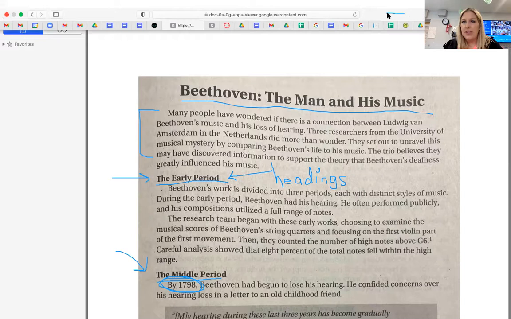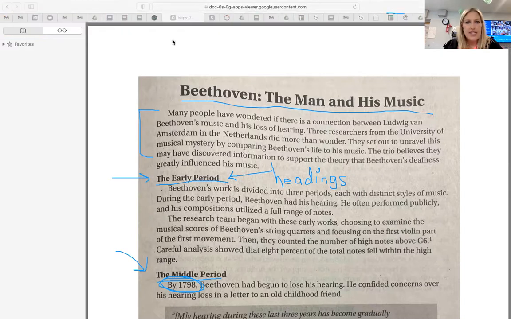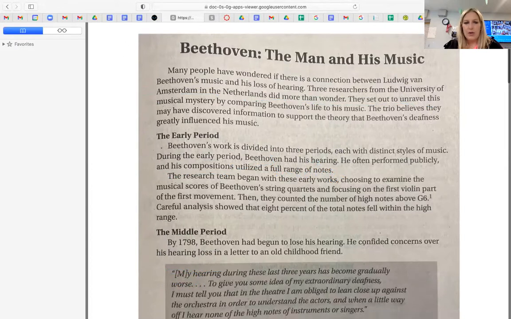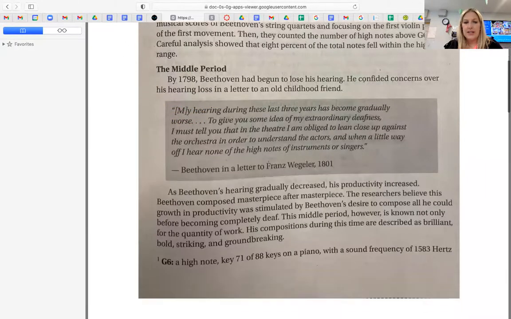And there are times in history, whoops, I'm still annotating. There are times in history when they called the time periods such as the early period, the middle period, and then you're going to see on the next page the late period. So let me just clear this, get out of this. Okay, and I'm just going to skim through it with you.